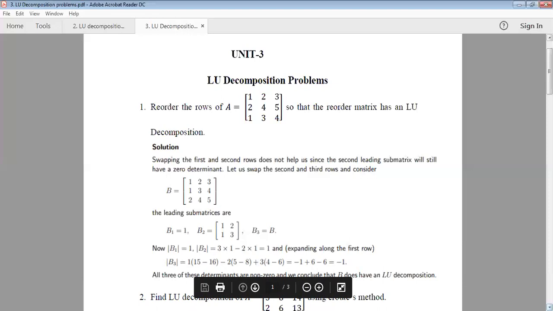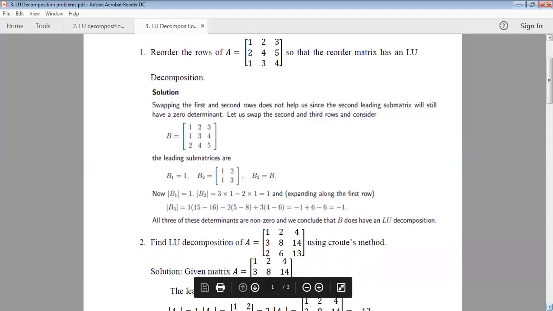So we have calculated all the leading principal minors and they are non-zero. The leading principal minor of order 1 is 1, of order 2 is 1, and of order 3 is also minus 1. So all leading principal minors of B are non-zero. So B has an LU decomposition. Right?